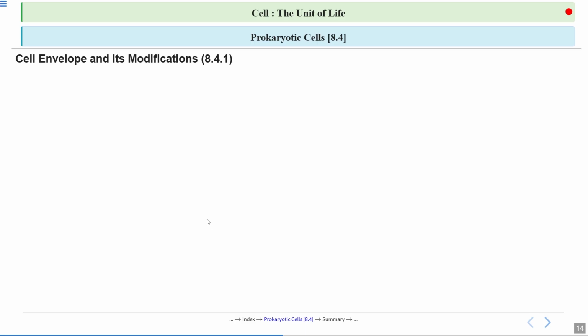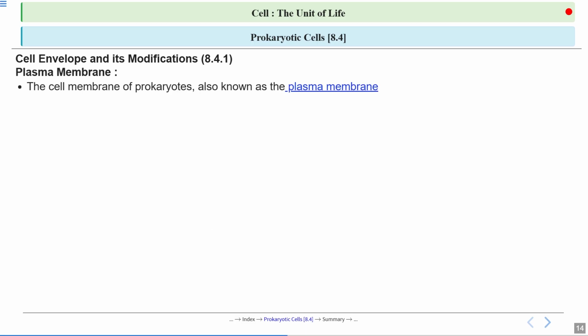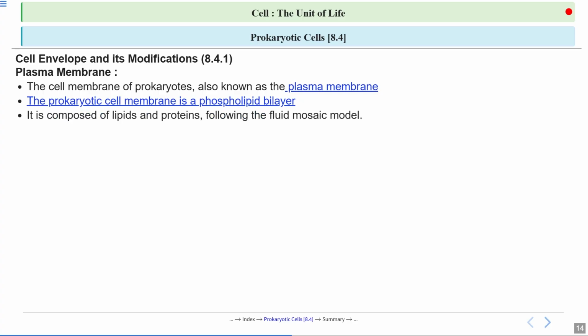Next, let's talk about the plasma membrane. The cell membrane of the prokaryotes is also known as the plasma membrane. The prokaryotic cell membrane is a phospholipid bilayer. The plasma membrane is composed of lipids and proteins following the fluid mosaic model.